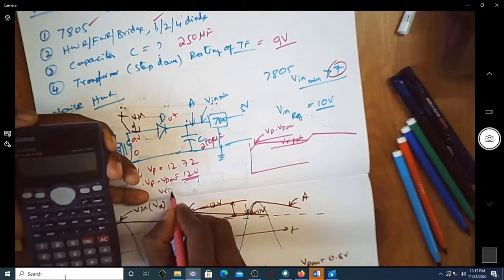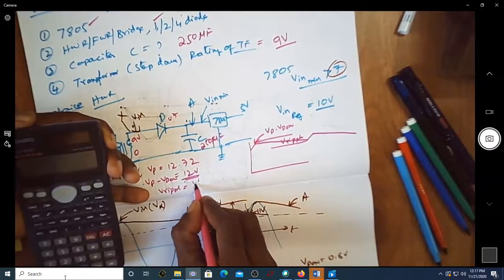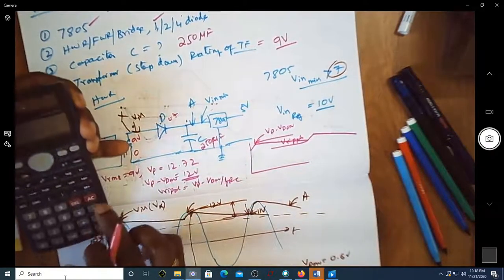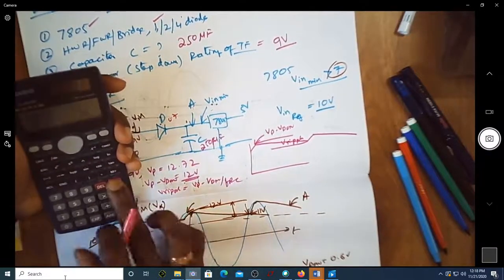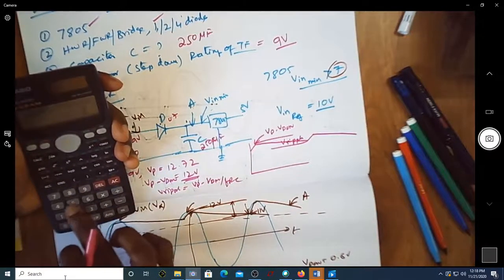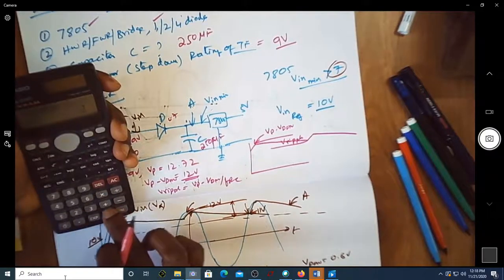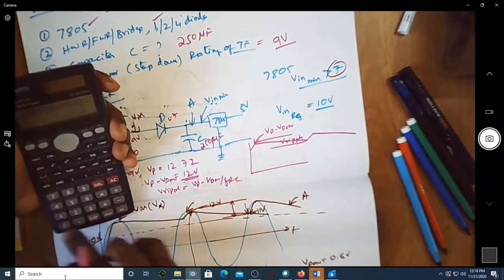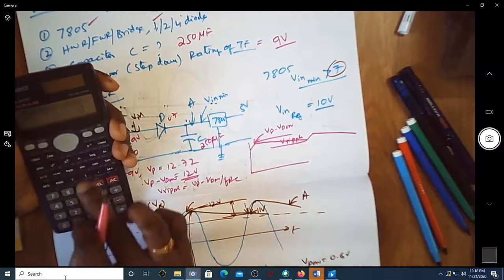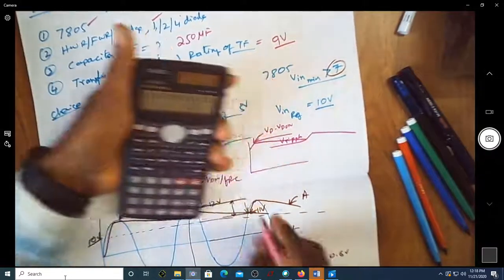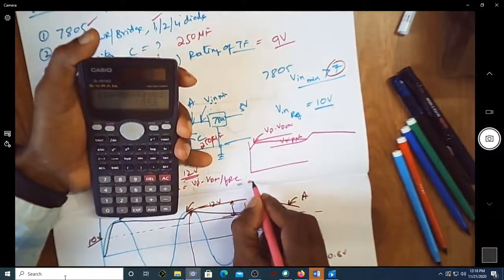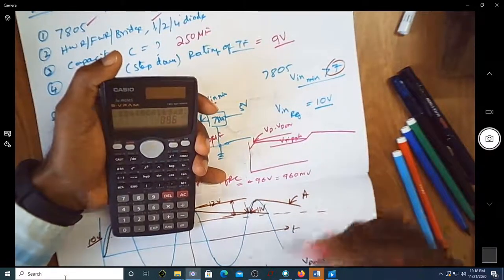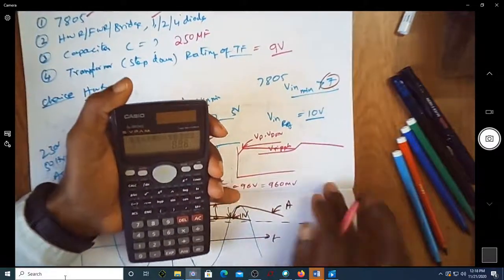Then we can find what is V ripple. So V ripple is Vp minus Vd on by FRC. So it is 12 divided by F, which is 50 hertz. We are assuming 1 kilo ohm as the resistance of your input impedance, and we are using 250 microfarad, that is 250 into 10 to the power minus 6. You can see the ripple voltage is coming out to be 0.96 volt, which is 960 millivolt, which is less than the expected 1 volt, which is good.